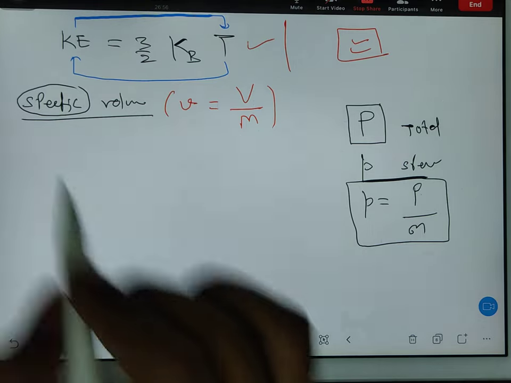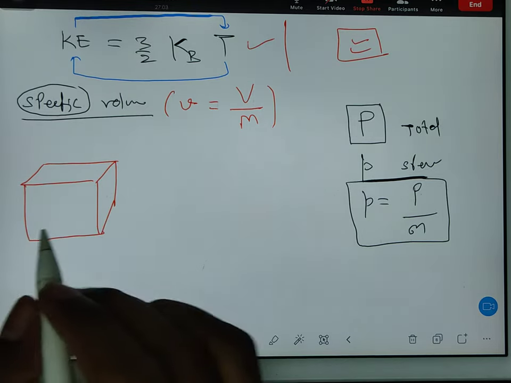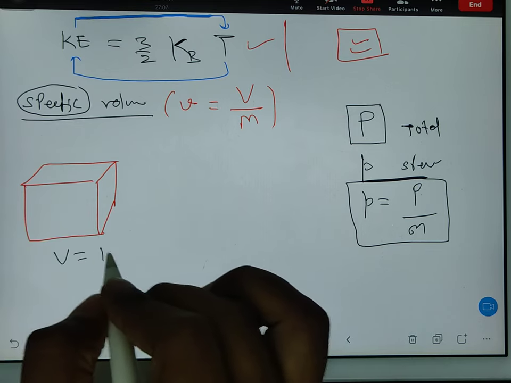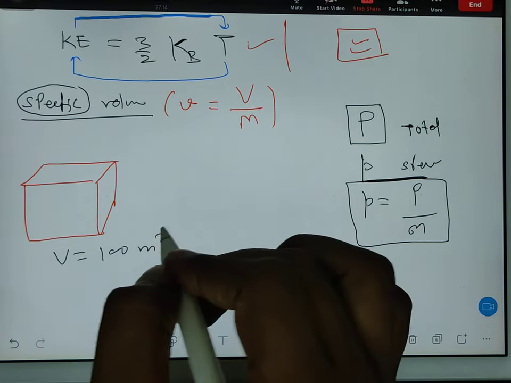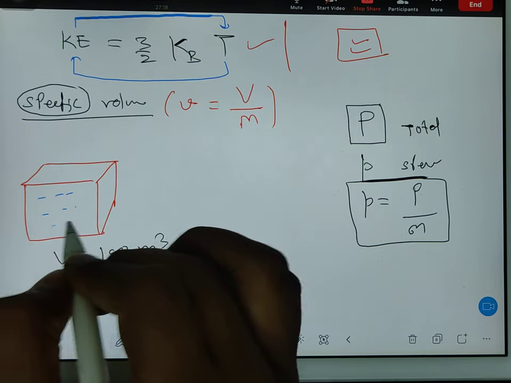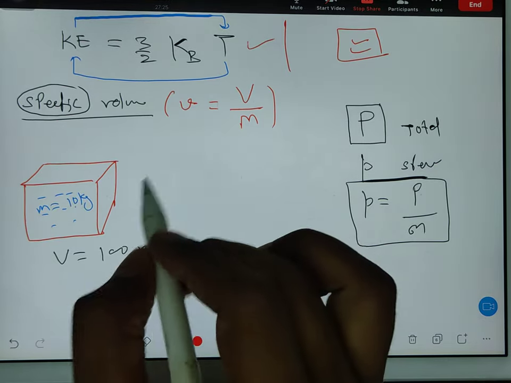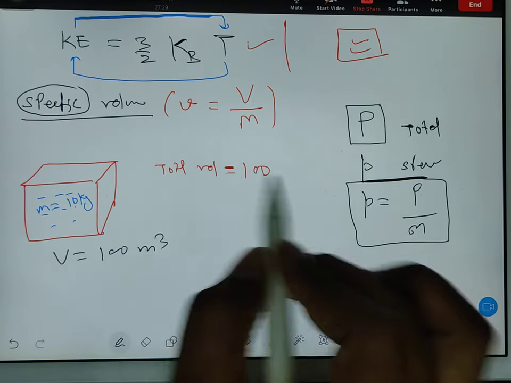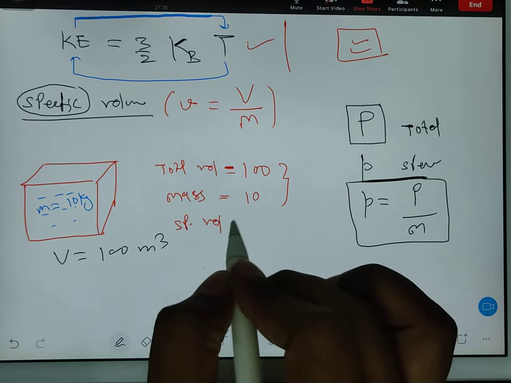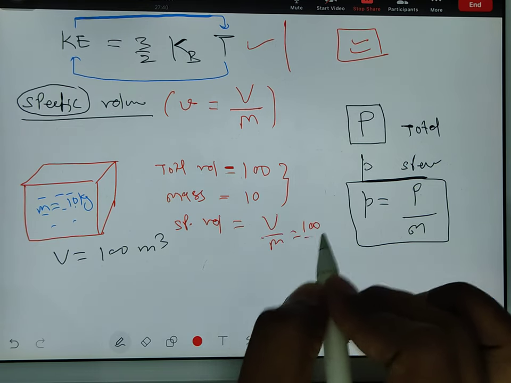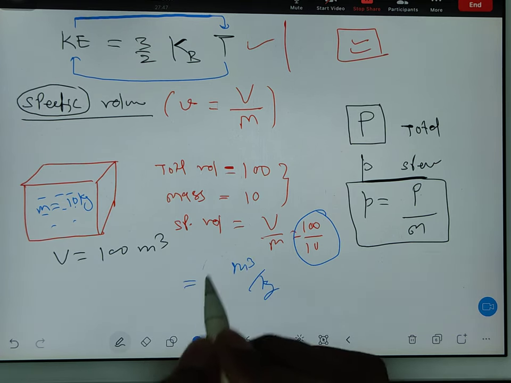Suppose you have any chamber. In this chamber you have a total volume, which you can calculate with the dimensions. Suppose total volume is 100 meter cube. Now, in this 100 meter cube, how much mass are we storing? Suppose gases are inside and that mass is 10 kg. So you have two data here: one is your total volume, that is 100, and one is your mass, that is 10, both in SI units. Then specific volume is nothing but total volume divided by mass, that is 100 by 10. If you bother about the unit, this will come as meter cube per kg. So the answer is 10 meter cube per kg.